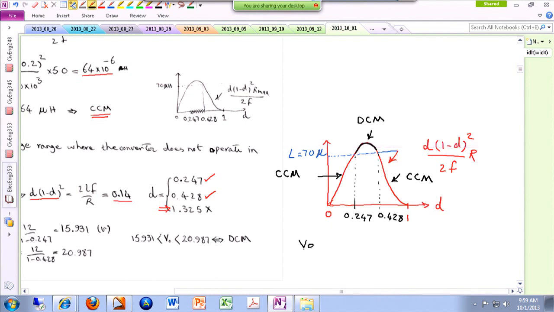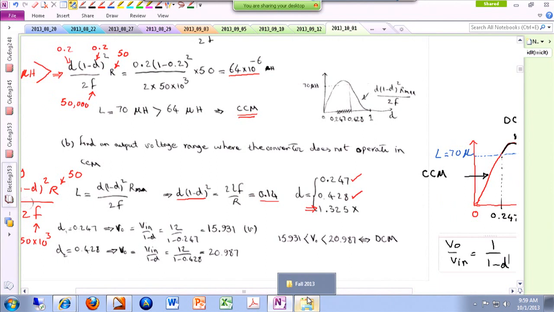V out over V in is 1 over 1 minus D. So one time for D I place 0.247, and the second time I place 0.428 to find the corresponding output voltages. That's what I'm doing over here. The first one gives me an output voltage of 15.9 volts. The second one gives me an output voltage of 20.9 volts. If I stay out of these, I am in CCM, otherwise you are in DCM.